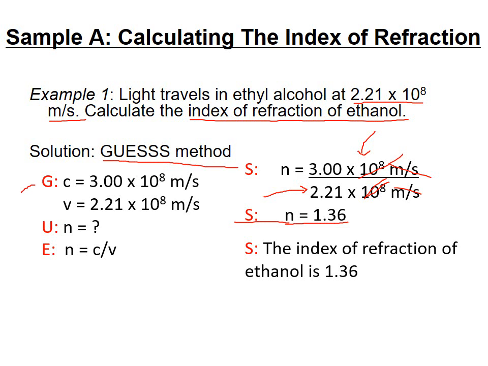So given values, write down everything that you have given to you or known in the problem. Unknown is what you're looking for. So you're looking for the N in this case, the index of refraction. The E is the equation that you're going to use. The S is showing how to solve. The other S is the actual solution itself once it is solved. And then the last S is the statement that you write to show that you understand the problem.